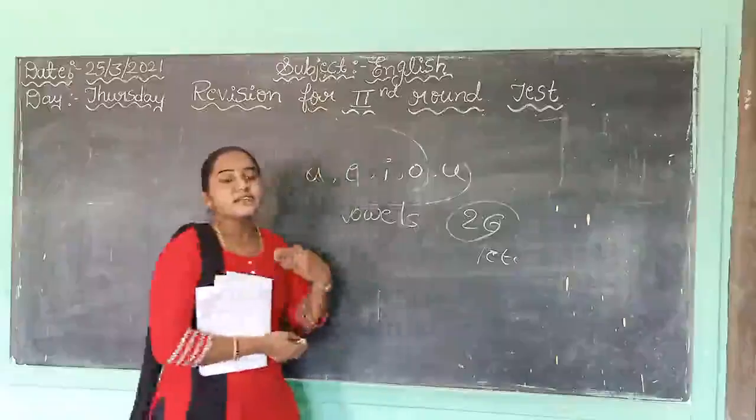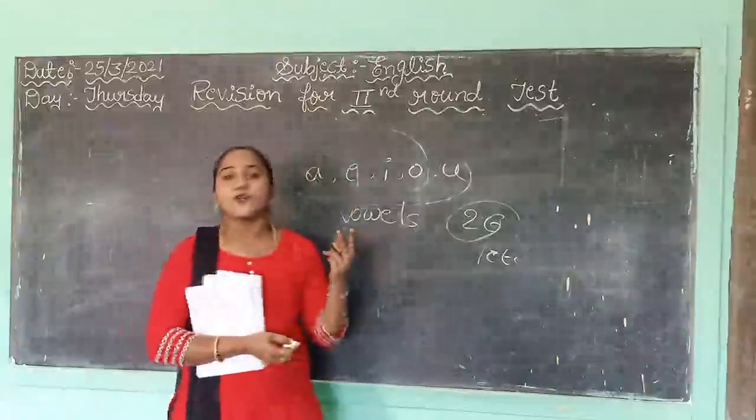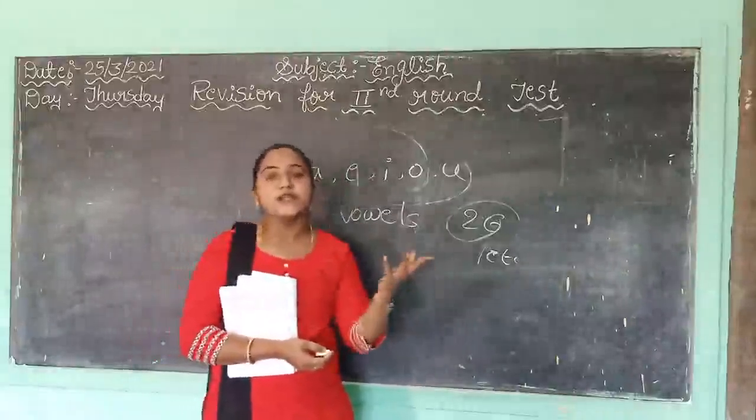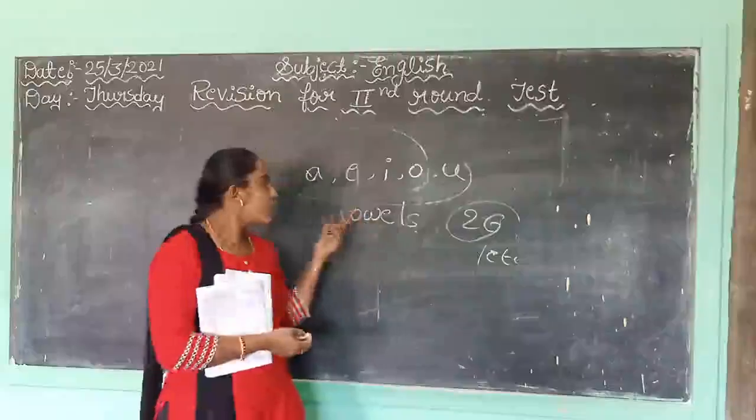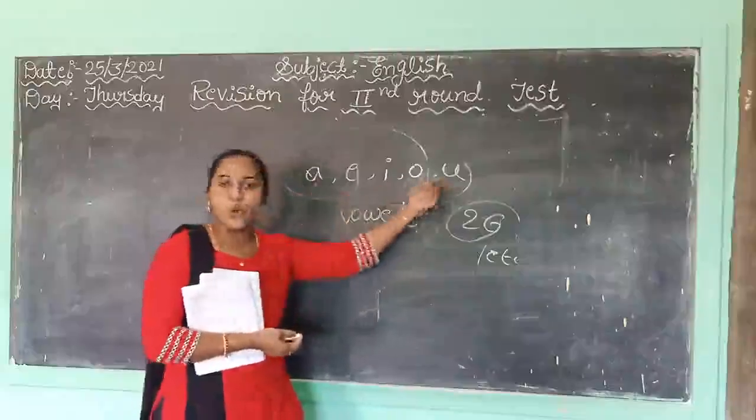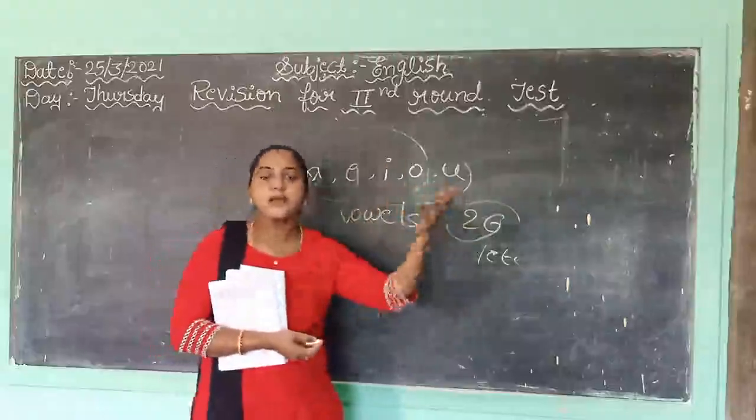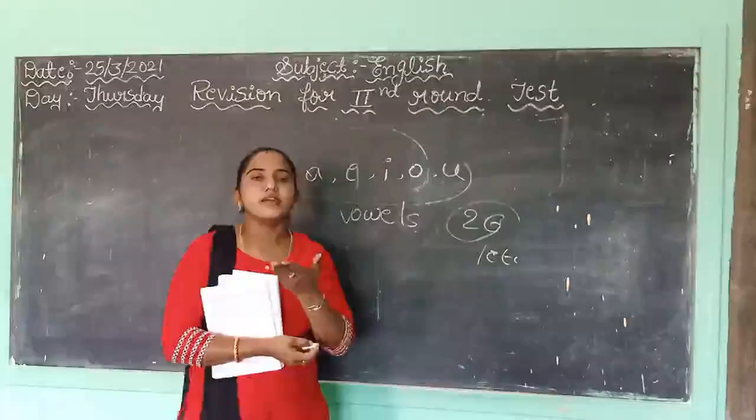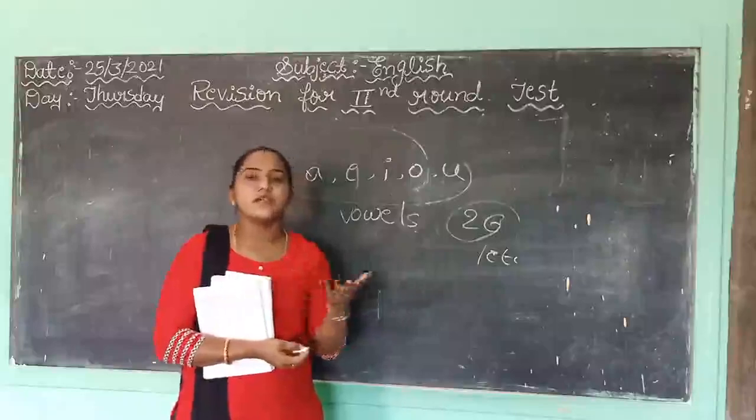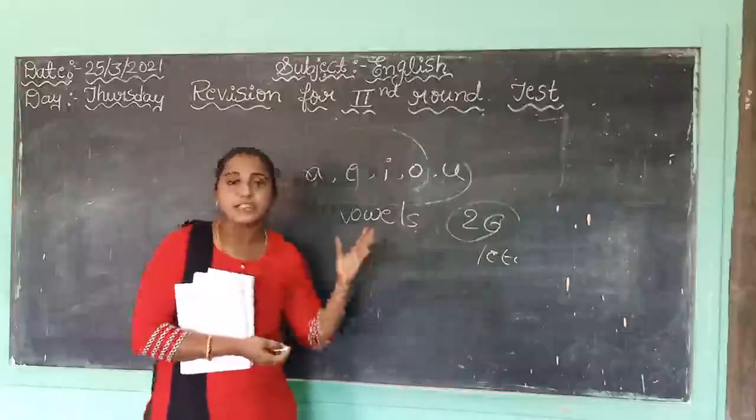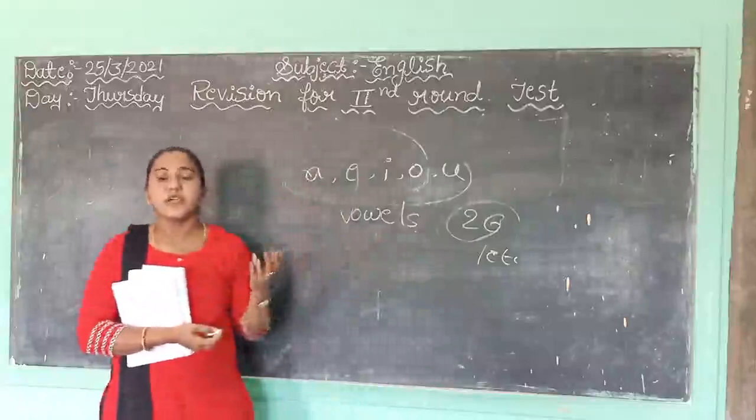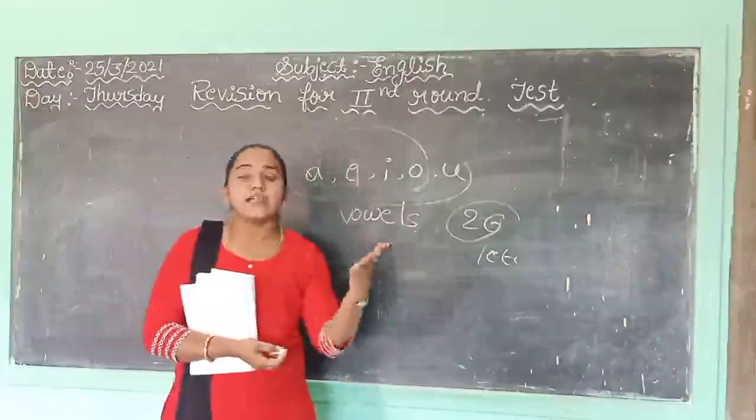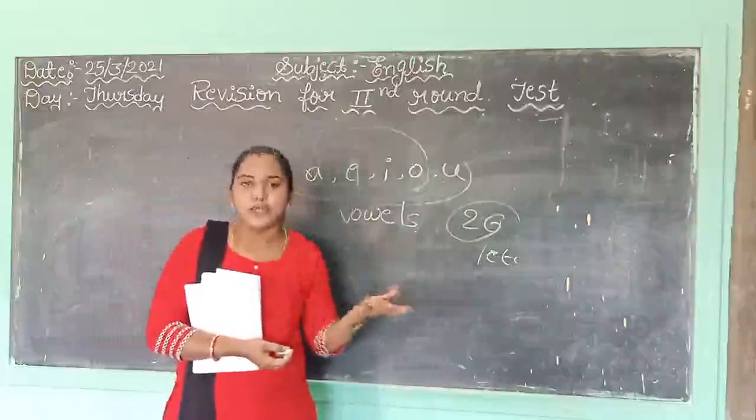Okay, the letters are divided into two groups: 5 vowels, and the rest of the letters, called consonants. So the vowels are A, E, I, O, U. The other letters are B, C, D, F, G, H, J, K, L, M, N, P, Q, R, S, T, V, W, X, Y, Z. These are the consonant letters. A, E, I, O, U are all vowels, and the rest of the letters are called consonants.